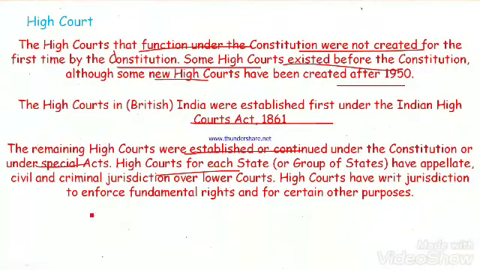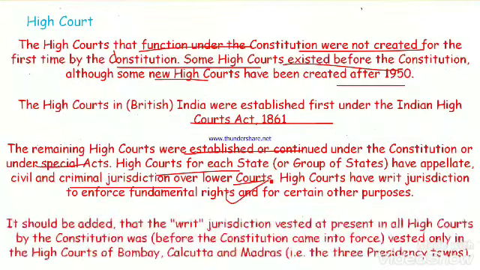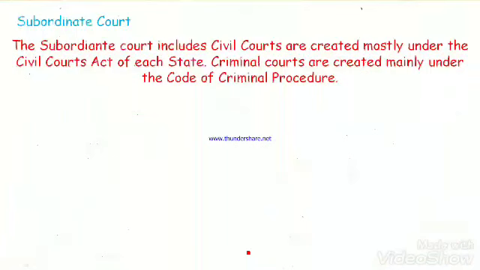High courts for each state have appellate, civil and criminal jurisdiction over lower courts, which means a lower court decision can be challenged in the High Court. High courts have writ jurisdiction to enforce fundamental rights and for certain other purposes. It should be added that the writ jurisdiction vested at present in all High Courts by the Constitution was, before the Constitution came into force, vested only in the High Courts of Bombay, Calcutta and Madras. High courts can only exercise writ jurisdiction against a person.